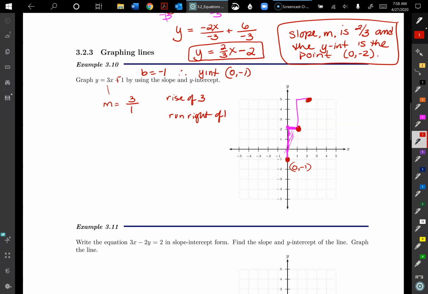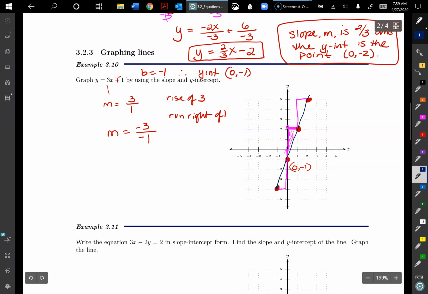If I run out of paper, I can do the exact opposite. I can go down 1, 2, 3 over left 1. So I'm doing the exact opposite because remember, m also equals -3 over -1 would be an equivalency. And then I just go ahead and make my line. Never mind, it's just a little weird on the tablet, but okay, so that's my line.